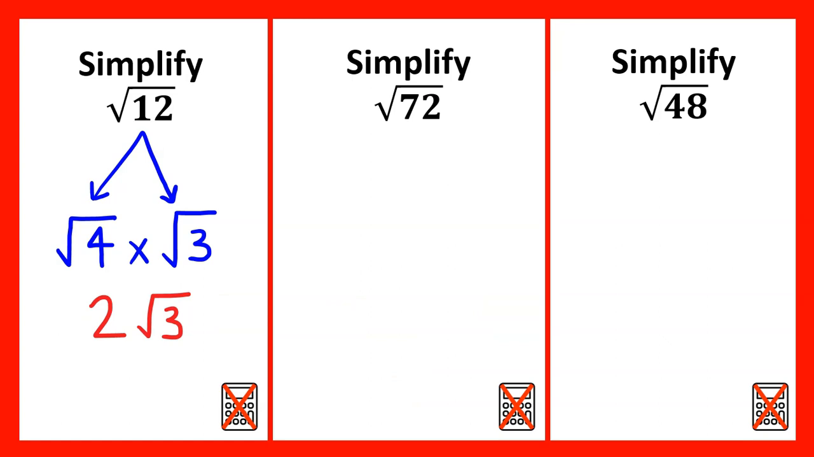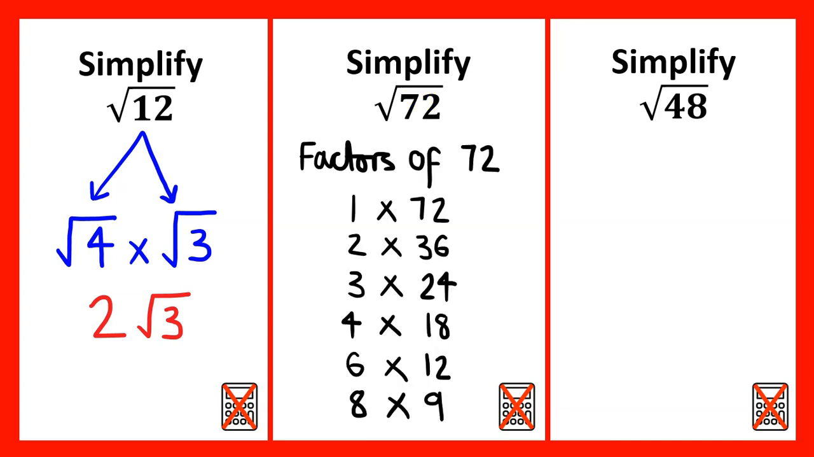For the next question, we need to simplify root 72, listing or thinking of the factors of 72. This time, notice how your list of factors contains more than one square number that can be used. Using any of these square numbers other than the largest one would simplify the surd, but not simplify it fully.